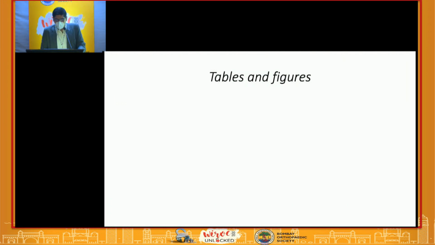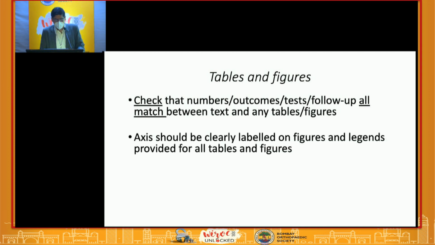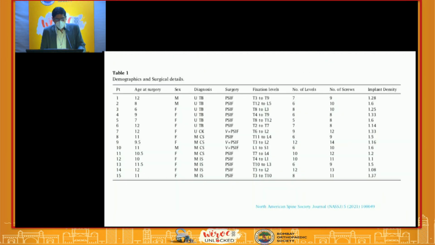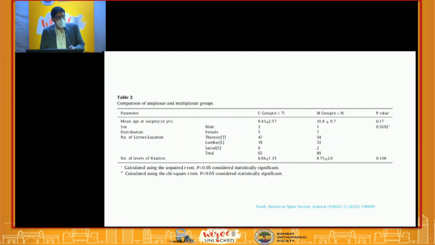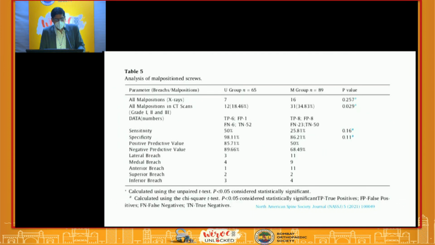Now the tables and the figures. You've got to check that all your numbers match in your text and in your figures. You have to see that there's no discrepancy. And you do not repeat the data which is in the tables again in the manuscript. There's no point in just repeating yourself. So for example, these are some of the tables, which give all the information so you don't have to repeat it in the text, okay? This is the comparison of the two groups. This is the details of the malpositions on CT and X-rays. And this is the analysis. This is actually the most important table, where you are looking at the analysis and comparison.